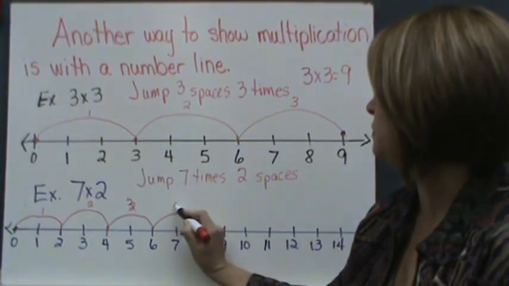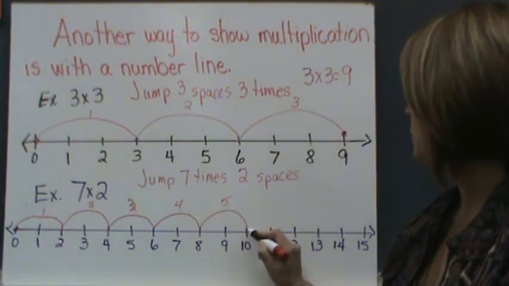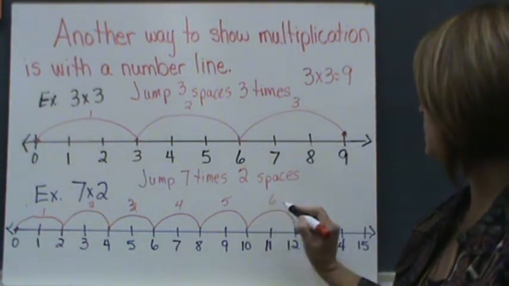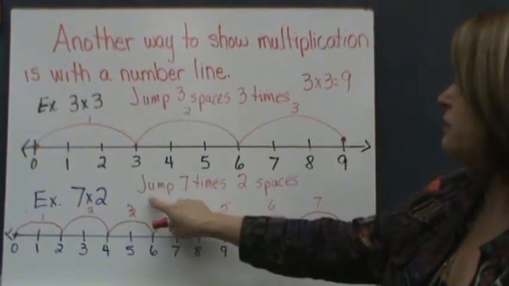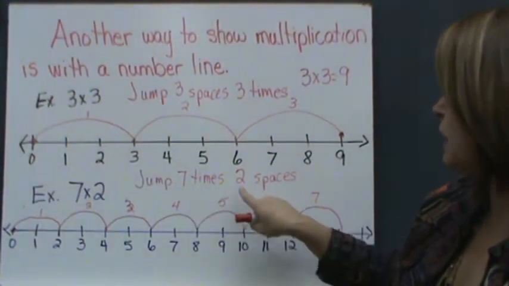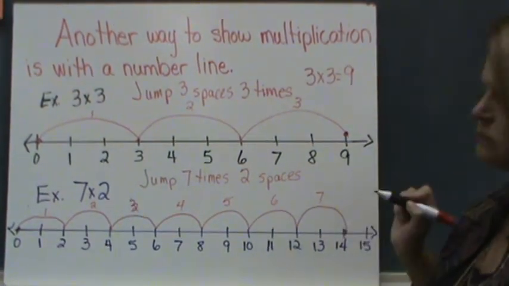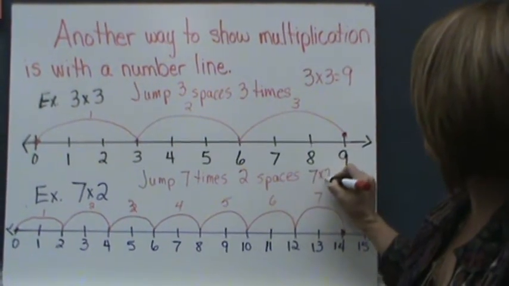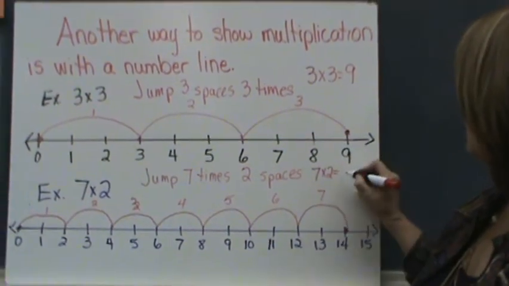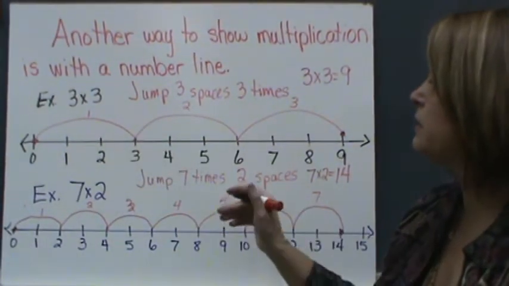1, 2, 4. 1, 2, 5. 1, 2, 6. 1, 2, 7. So I've jumped 7 times, and each time I jump 2 spaces. I landed on 14. So my equation 7 times 2 has a product of 14. That's how you use a number line.